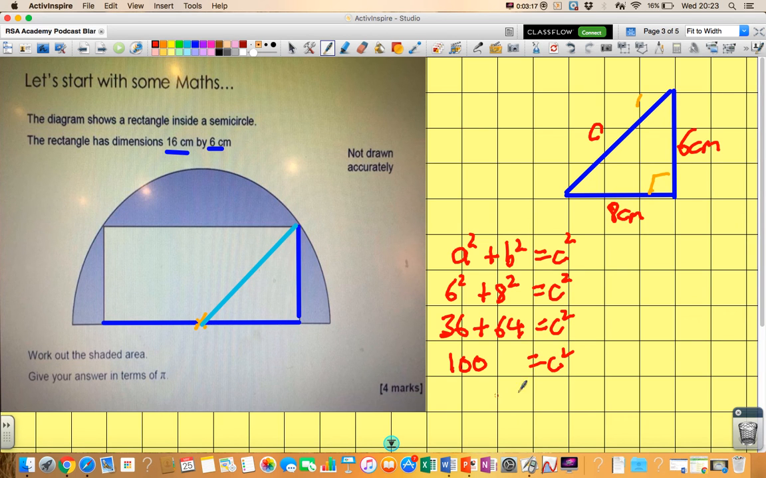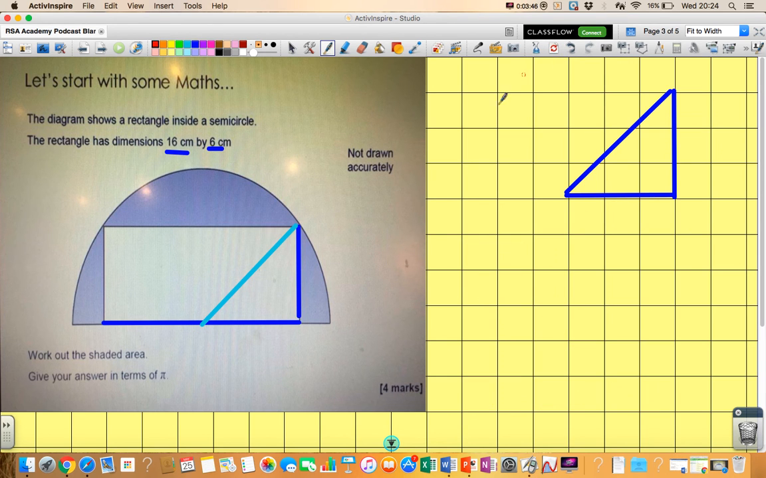and of course c will be the square root of 100, which is actually 10 centimeters. So we know that our circle has a radius of 10 centimeters. So what we can do now is we can move on to the second part. So I'll just delete everything. Okay. So we know that this distance here is 10 centimeters.